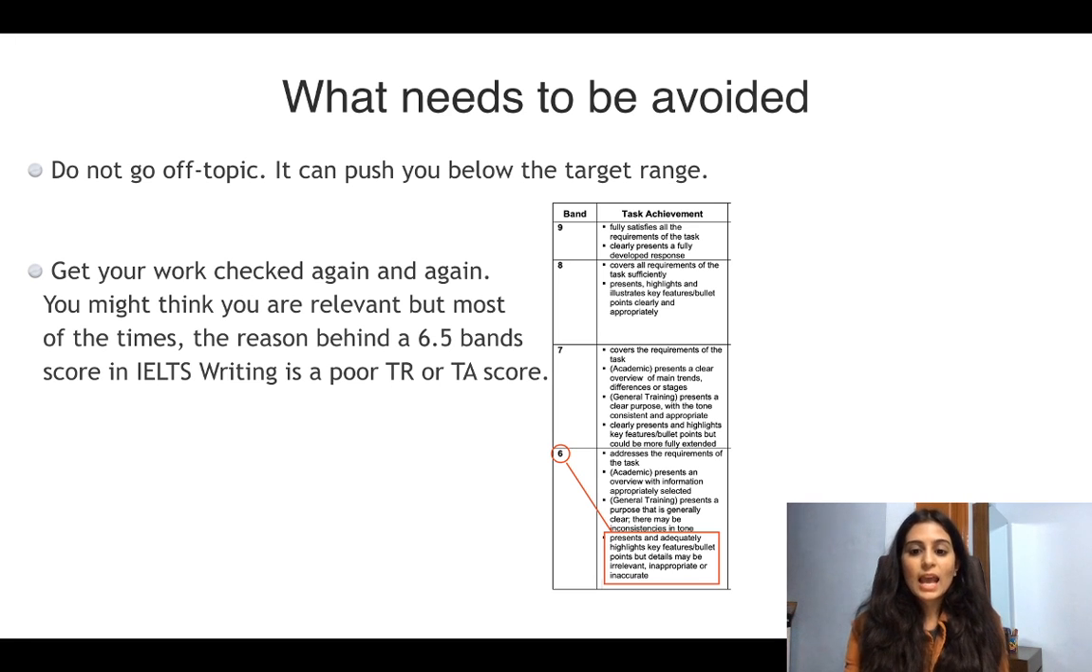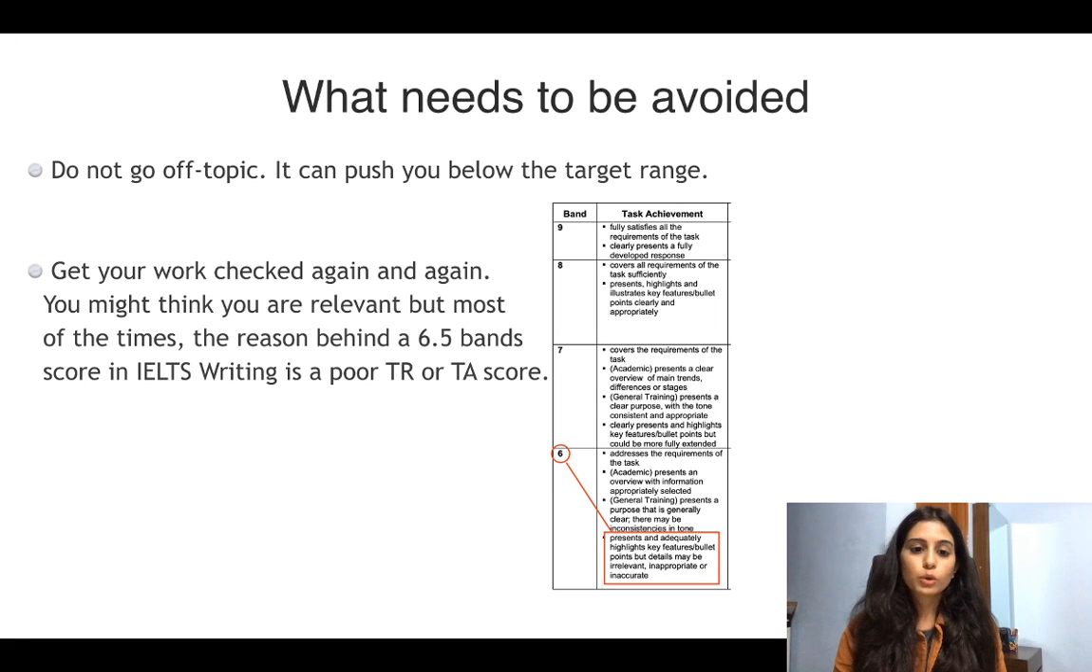And it presents and adequately highlights key features, bullet points, but now this "but" is important: but details may be irrelevant, inappropriate or inaccurate. So even if you think you've understood the question, you need to get down to the intricacies so that when you're elaborating upon that particular bullet point, you don't deviate from the topic and you don't end up deviating from what the task is asking you to do. If you do so, automatically from a 7-band score, you would drop down to a 6-band score if you end up wavering from the topic or if you go tangential to the topic.